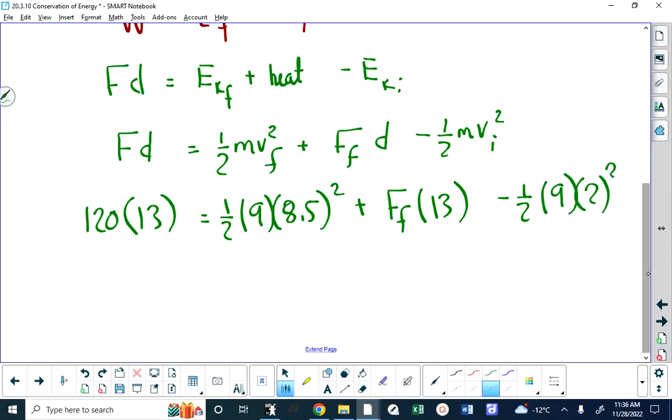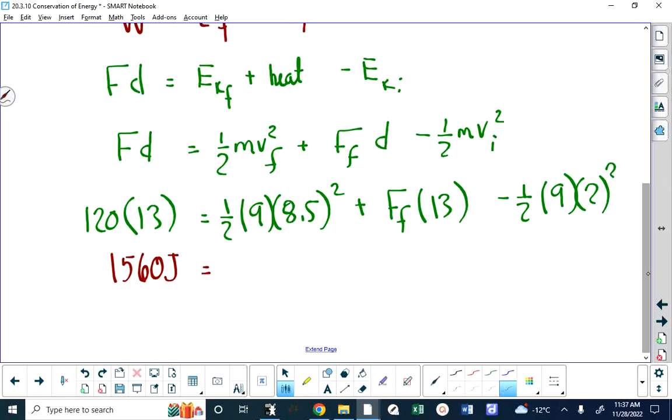Okay. I want us to calculate all of these pieces separately. So let's calculate what 120 times 13 is. And I think it's going to be 1560. There were 1,560 joules of energy pumped into the system from beginning to end.